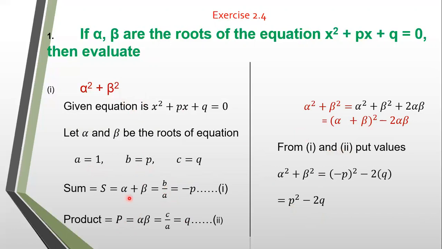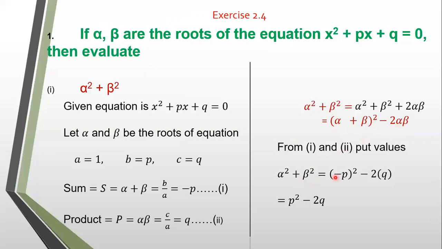We know that alpha plus beta is equal to minus p and alpha into beta is equal to q. Now alpha square plus beta square can be written as alpha plus beta whole square minus 2 alpha beta. Why? Because when we open the square, alpha square plus beta square plus 2 alpha beta, and this plus 2 alpha beta cancels out with this minus 2 alpha beta, we will get alpha square plus beta square. And why do we write alpha square plus beta square in the form of alpha plus beta whole square minus 2 alpha beta? Because we know the value of alpha plus beta and alpha into beta.